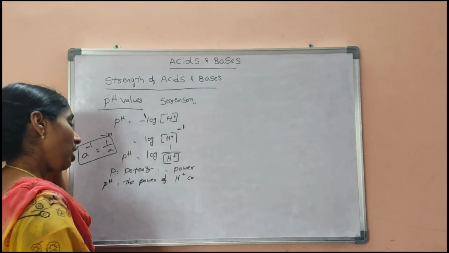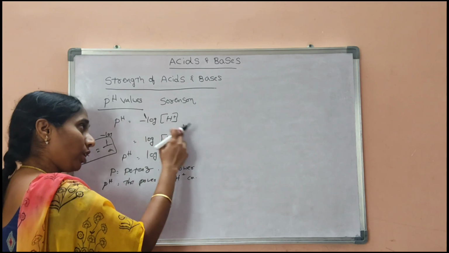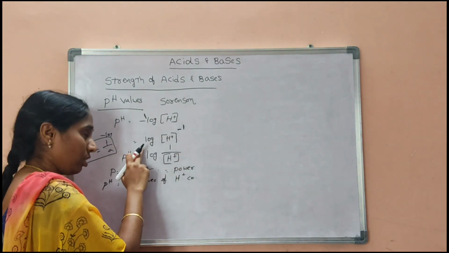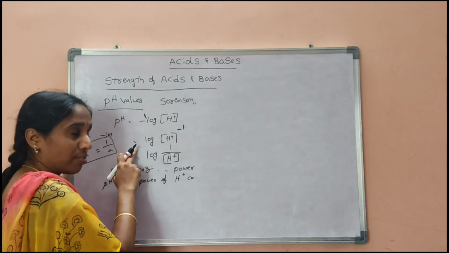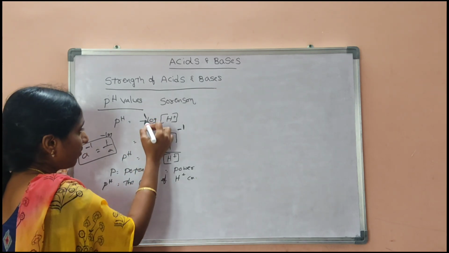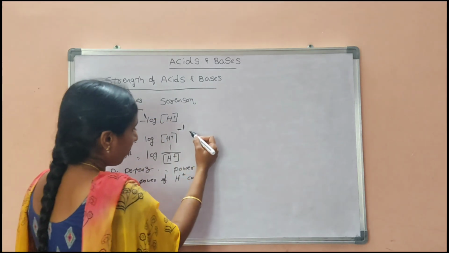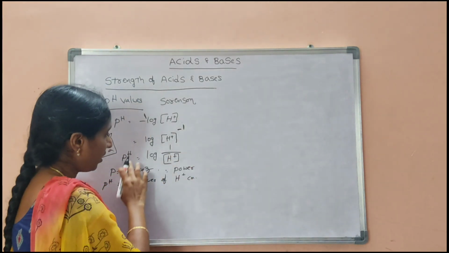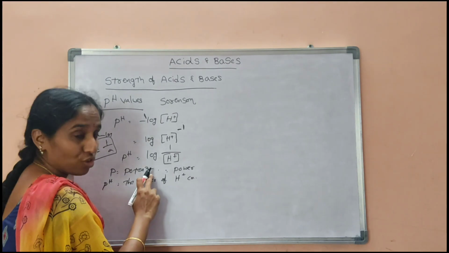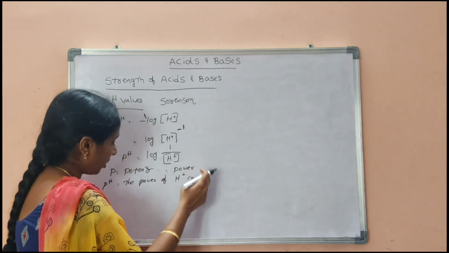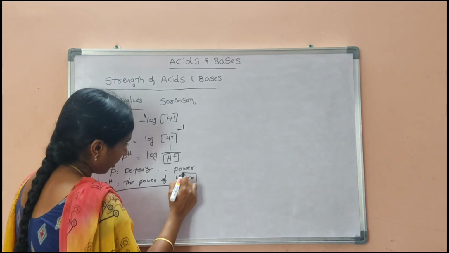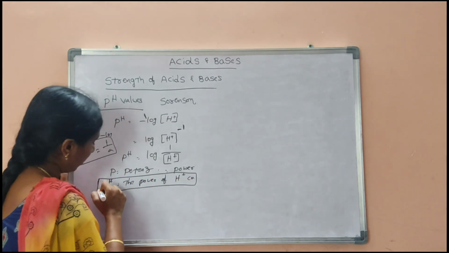Here the coefficient values are converted into powers, converted into the pH. So here minus 1 is converted into the power: log 1 by H plus. P means potential. Potential means power in the German language. pH is defined as the power of hydrogen ion concentration.